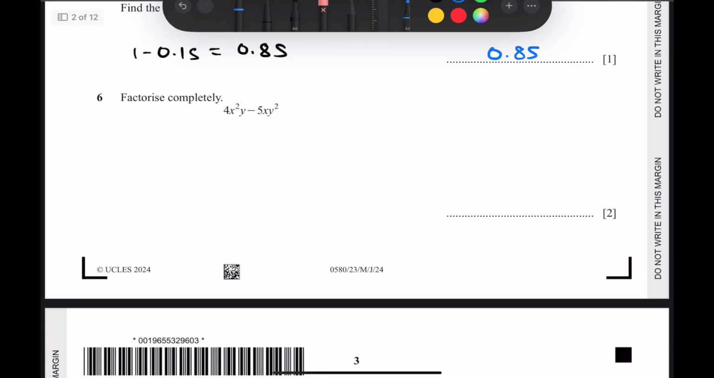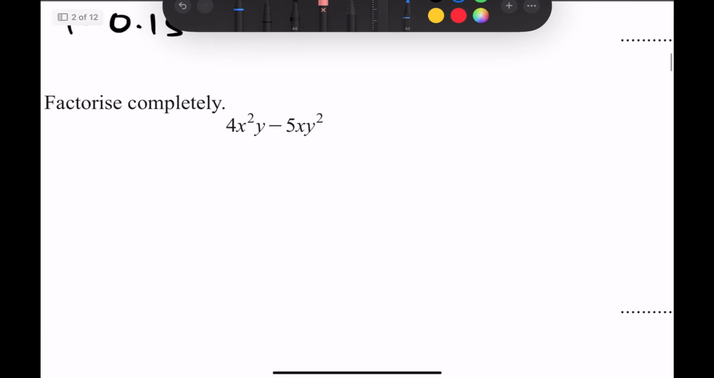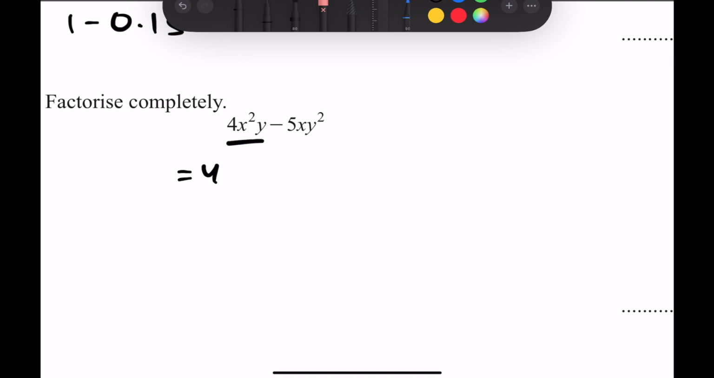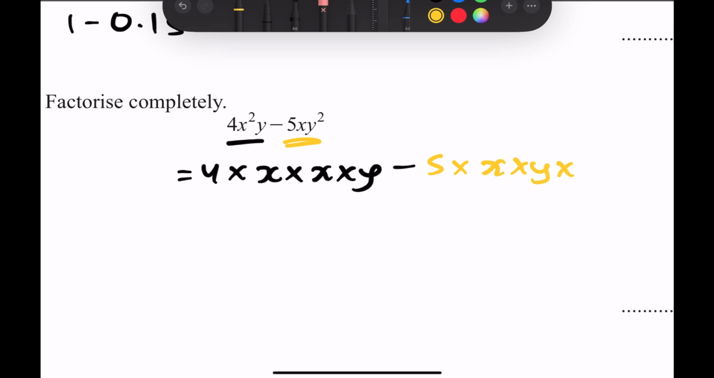Question 6 asks us to factorize completely 4x squared y minus 5x y squared. If we break this down, it becomes 4 times x times x times y minus 5 times x times y times y. I'm writing x twice for the left term and y twice for the right term, because x is squared in the left term and y is squared in the right term, which means it's being multiplied with itself once.